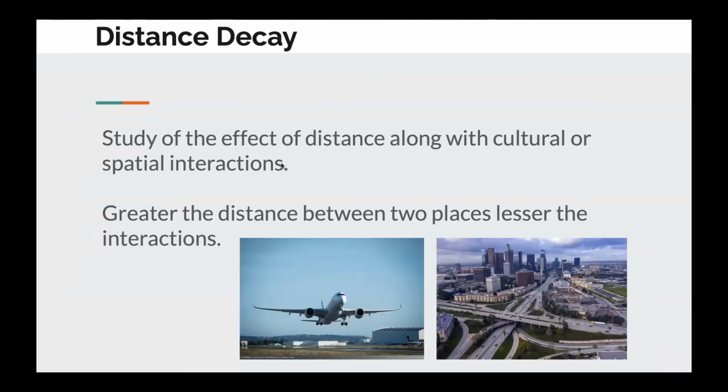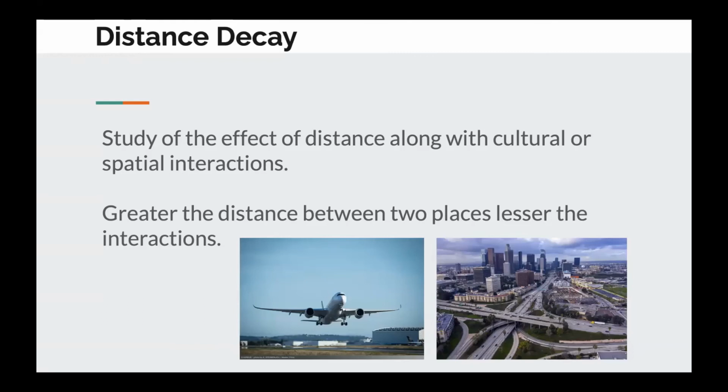Our finding about distance decay is that it studies the effect of distance along with cultural and spatial interaction. It means, what happens to the interactions between 2 points when we keep increasing the distance? For example, if we locate a supermarket at a particular place, then with the increase of distance, the customers coming to that supermarket will decrease. I mean, customers far away will avoid that supermarket.